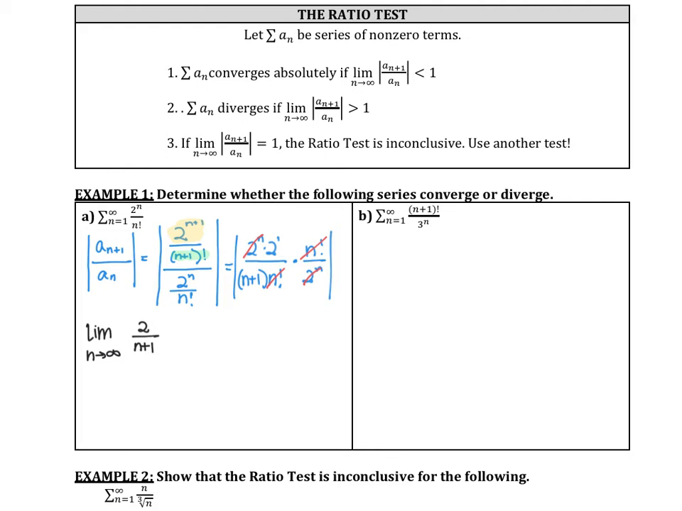And if I take the limit as n approaches infinity of 2 over n plus 1, this will make a great big huge number in the denominator, so I have 2 over a huge number, which means that this value is getting closer and closer to 0. And 0 is less than 1, and therefore this converges.